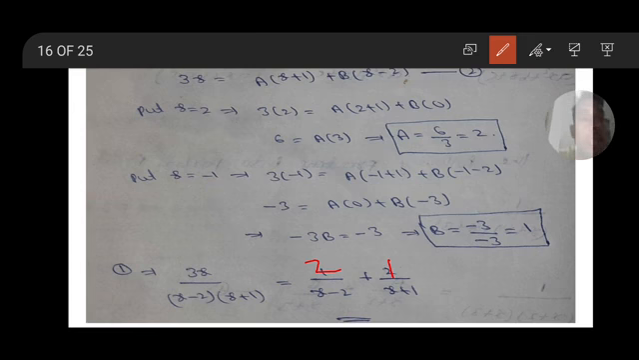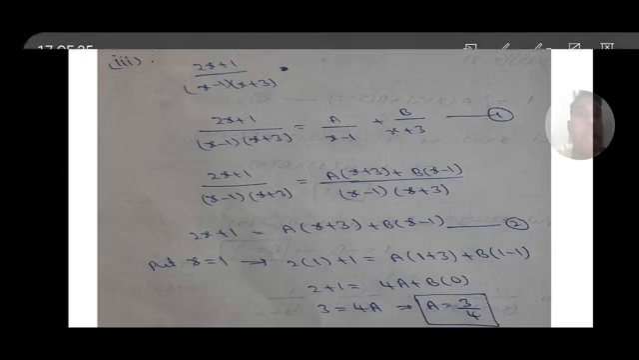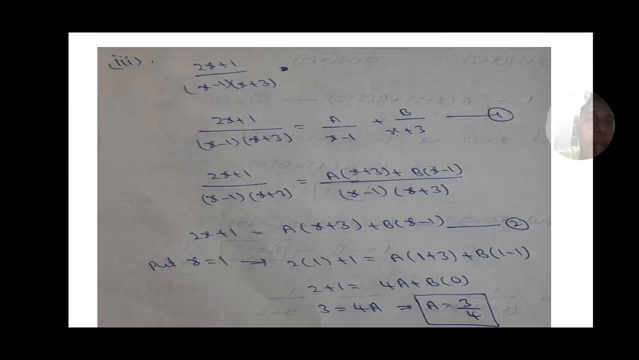Let us go for the next problem. Here, printing mistake, it is 2 by x minus 2, 1 by x plus 1. Next problem, 2x plus 1 by x minus 1 into x plus 3. Here also the denominator contains non-repeated linear factors. x minus 1 is a linear factor, x plus 3 is a linear factor. They are not repeating, not coming twice or thrice.